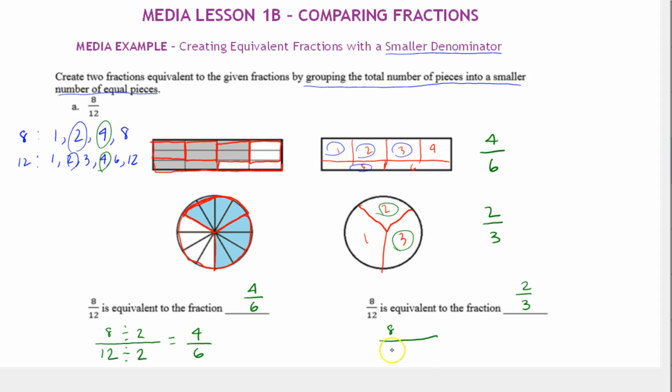Symbolically, we divided the 8 by 4 and the 12 by 4. So we grouped 4 pieces together, making 12 pieces into 3 pieces, 12 divided by 4. And there were 8 shaded pieces. We've divided them into groups of 4, leaving us with 2 shaded pieces.